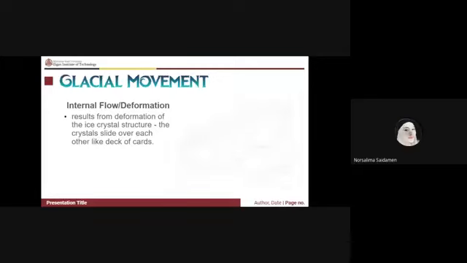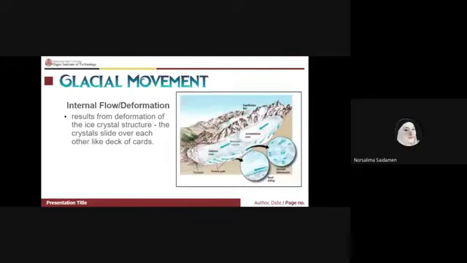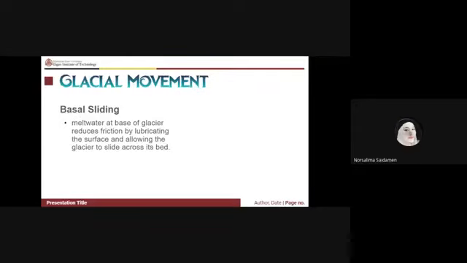On the other hand, we have the basal sliding. Basal sliding is when the melt water at the base of the glacier reduces friction by lubricating the surface, allowing the glacier to slide across its bed. Polar glaciers are usually frozen to their bed and are too cold for this mechanism to occur.